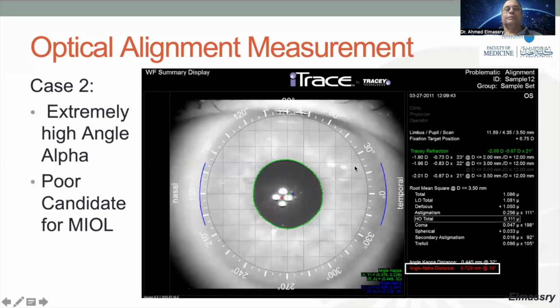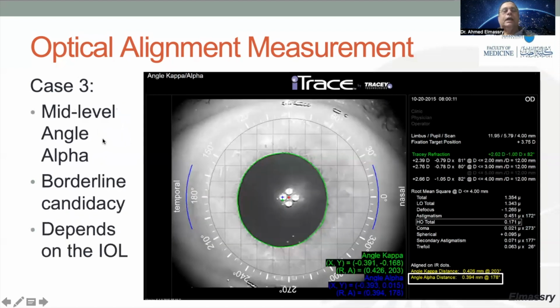But in the second case, where the visual axis is not aligned on the optical axis, this is an extremely high angle alpha with a poor candidate for multifocal IOL. But honestly, it has been thoroughly investigated, showing that angle alpha and angle kappa are not so important in the choice of trifocal or multifocal IOLs, but they are very important in treatment of patients for refractive corneal surgery. In hyperopes, we have to measure this angle alpha or angle kappa to compensate for it on the machine in order to have a better quality of vision.